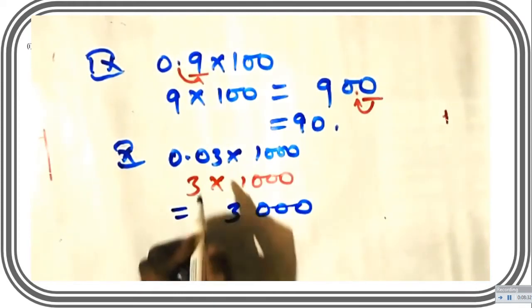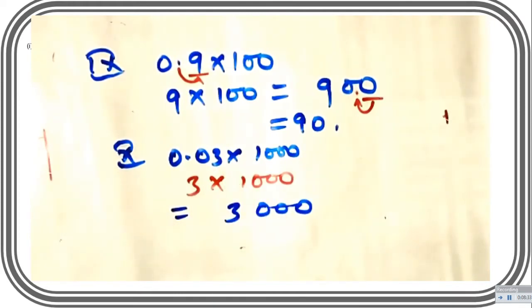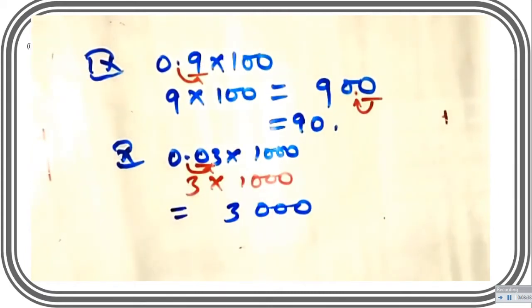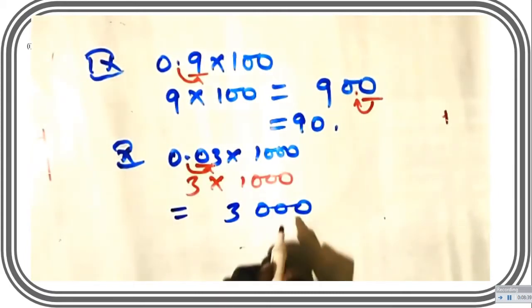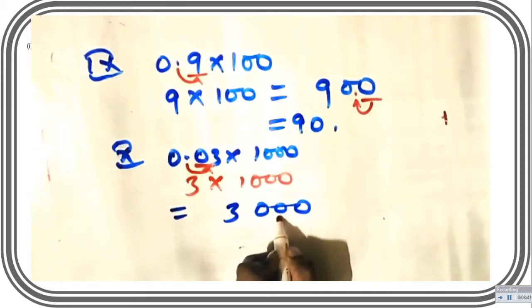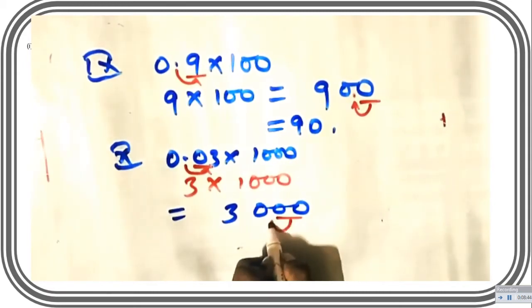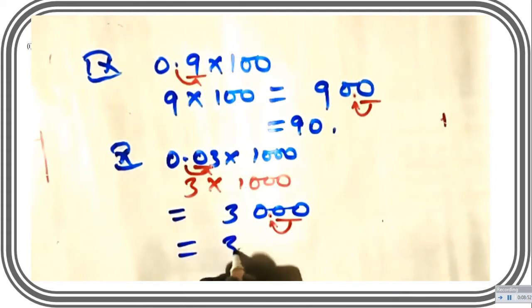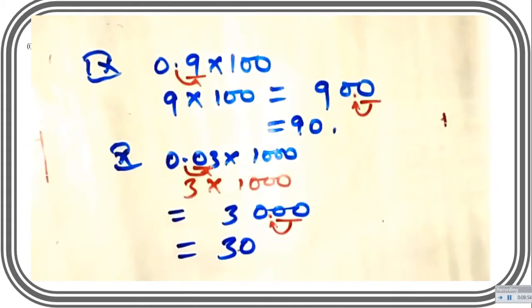Now check. After the decimal point, how many numbers are there? Here we have two numbers after the decimal point. So after two numbers, insert the decimal point. What will we get here? The answer is 30.